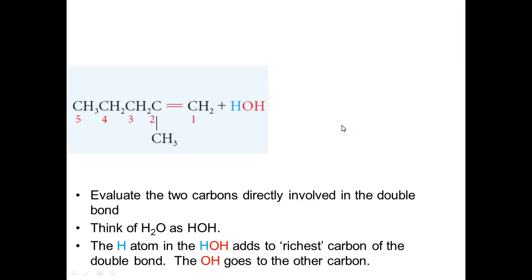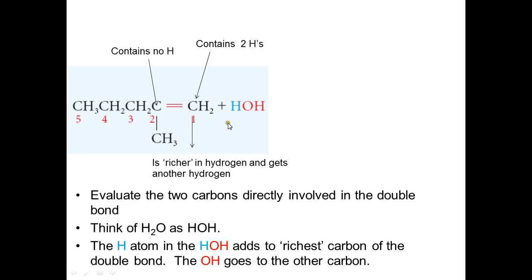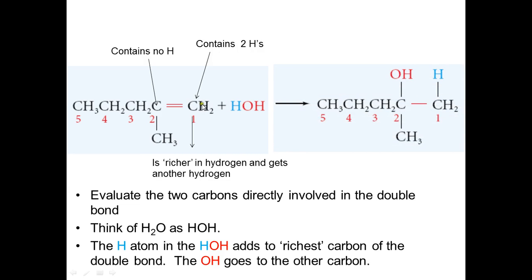When I look at the structure, I evaluate the 2 carbons that are directly involved in the double bond. Think of water as HOH, and the hydrogen of HOH will be added to the carbon that is richer in hydrogen. And then the other carbon, therefore, will get the rest of water. It'll get the hydroxyl group. So this carbon has no hydrogens at all. This carbon has 2 hydrogens. So it's that terminal carbon that's going to receive the hydrogen from HOH. As a result, this carbon gets the hydrogen. The second carbon here is the one that's going to receive the hydroxyl group.